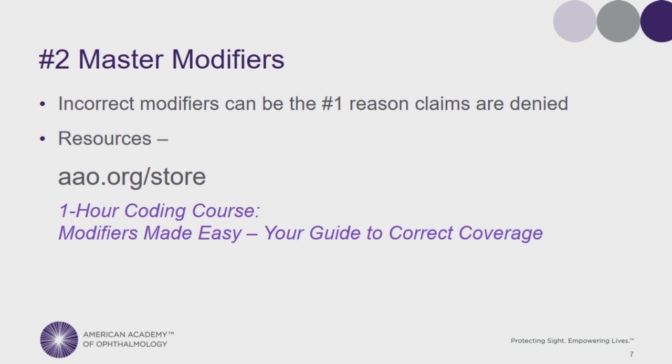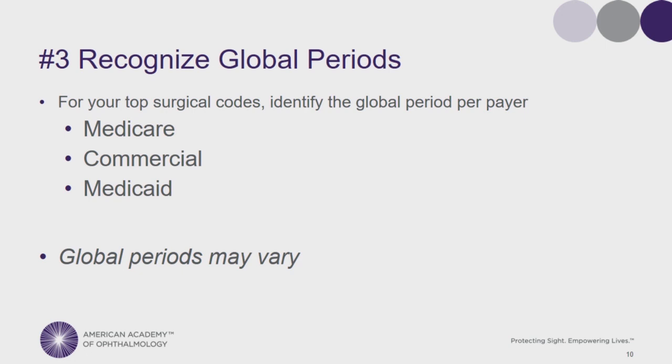So my number 2 action item and resource has to do with mastering modifiers. I feel this is like the number 1 takeaway for coding and reimbursement: to master modifiers. Most often what we find with denials is that they surround modifiers and just a misuse of modifiers on claims. Honestly, a lot of the MACs talk about their number 1 denial being related to modifiers. One of the resources I'd like to provide for you, on the Academy store, is a 1-hour online session regarding modifiers. You can receive CME credit, and your staff can also use this as a resource as well. Modifiers Made Easy.